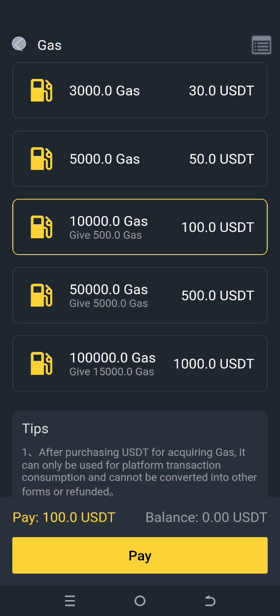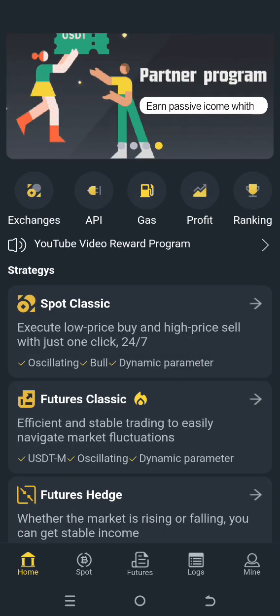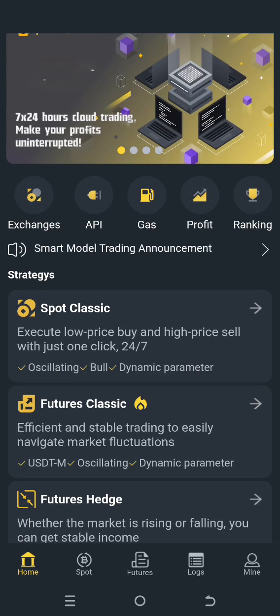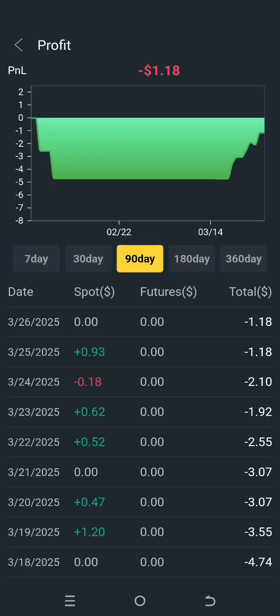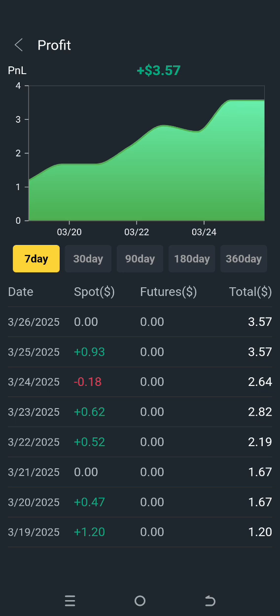Now we can go back to the next page where we have the profit. The profit here is where you're going to see the profits, how much you've earned from 7 days, 30 days, 90 days, 180 and 360 days.